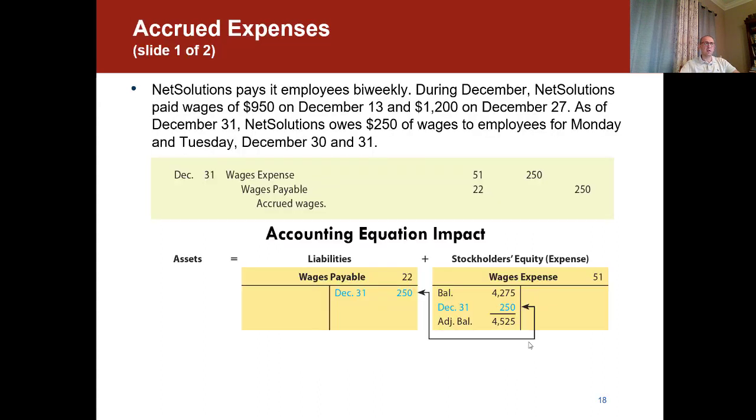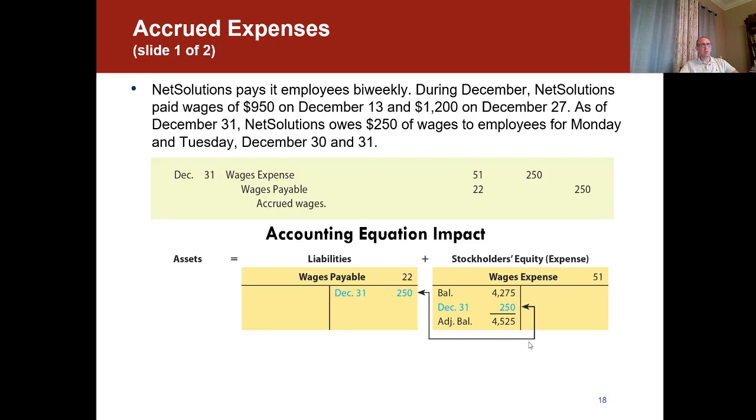Let's see another kind of adjustment. And here in this case, it's for accrued expenses. Again, one easy thing that you can do is translate the word accrued to unpaid. So these are unpaid expenses. These are expenses that we incurred, but we haven't paid yet.